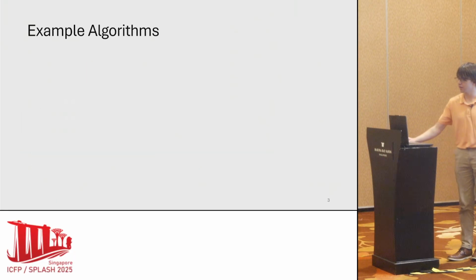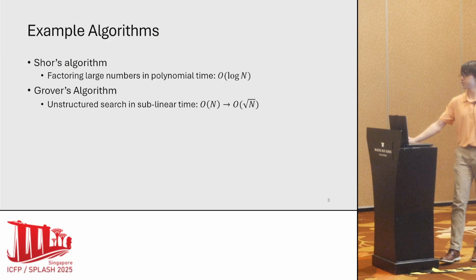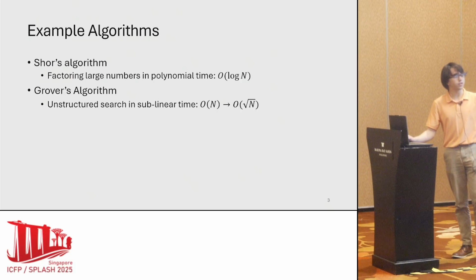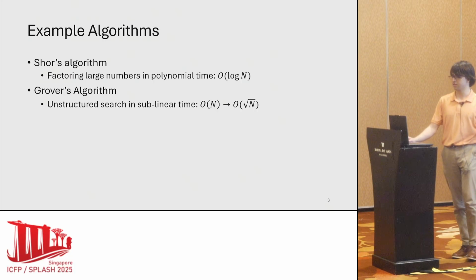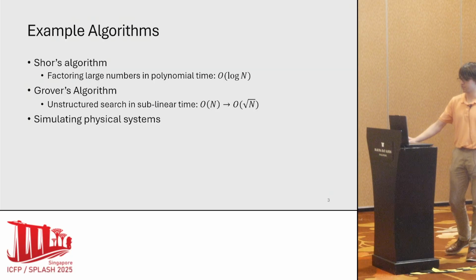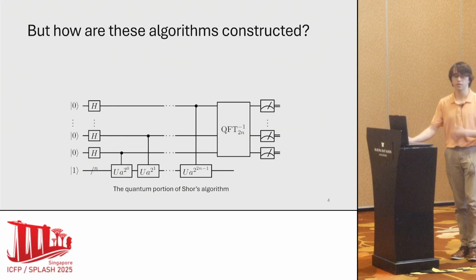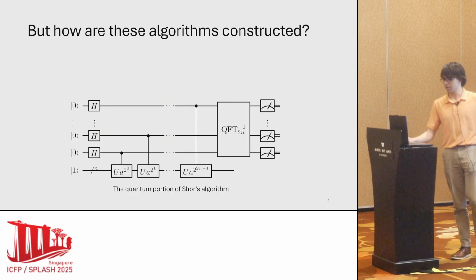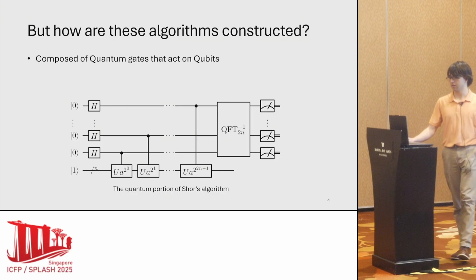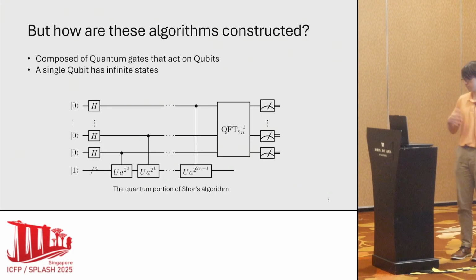Some of these example algorithms include Shor's algorithm, which is for factoring large numbers in polynomial time. This is maybe the most famous quantum algorithm. Grover's algorithm deals with unstructured search in sublinear time, O of square root of n. There are also algorithms for simulating physical systems and solving linear equations. But how are these algorithms constructed? Currently, we use the gate model of qubits and circuits to construct quantum gates.